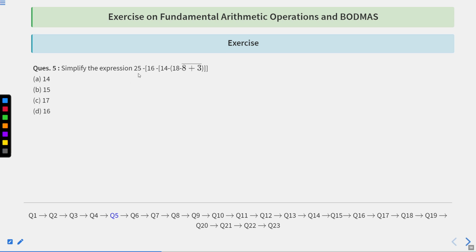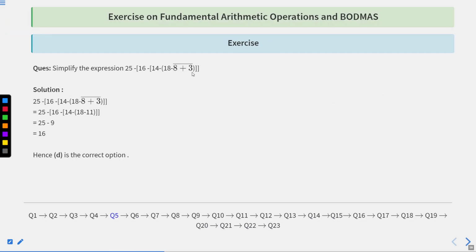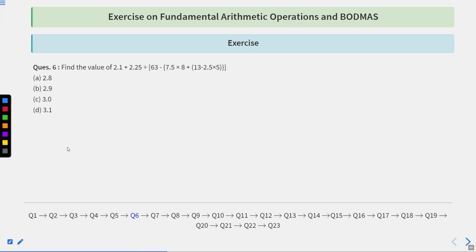Simplify the expression 25 minus 16 minus 14 minus 18 minus 8 plus 3 bar. So we can write 25 minus 16 minus 14 minus 18 minus 8 plus 3 bar equal to 25 minus 16 minus 11 minus 18 minus 11. So it will be 25 minus 9, which is equal to 16. The correct option here is option number D. So let us now move to question number 6.